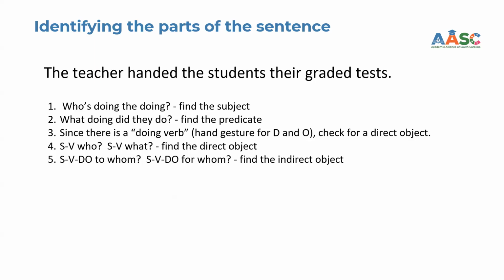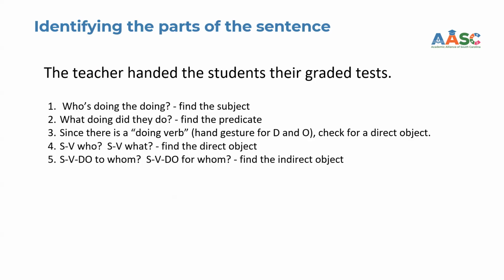And so you just say, since there's a doing verb, we're going to check to see if there's a direct object. And then they've already underlined the subject. They've already underlined the verb. And every single time, this is the question. Subject, verb, who? Subject, verb, what? And now we're going to find the direct object. So teacher handed who? Teacher handed what?